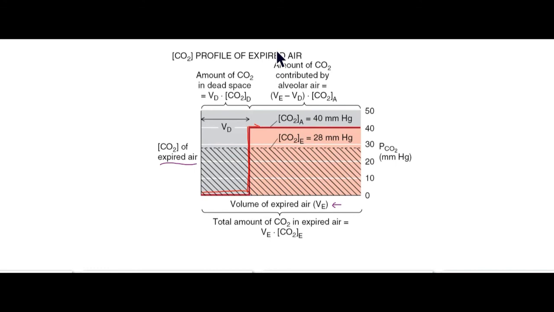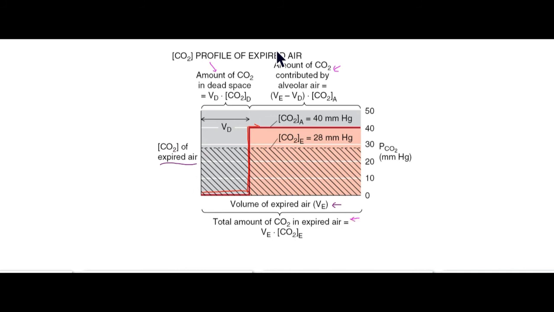All right, so if we want to look at what is the ratio of your dead space air, you have the amount of CO2 in your dead space, which should be what? Zero, right? Because dead space is, by definition, not contributing to gas exchange. And since the air you're breathing in is zero amount of CO2, that should be zero. So that VD times the concentration of dead space CO2, that should be zero, okay? So if you take the amount of CO2 in the dead space and the amount of CO2 that is contributed by the alveolar air, together will give you this total amount that's in your expired air.